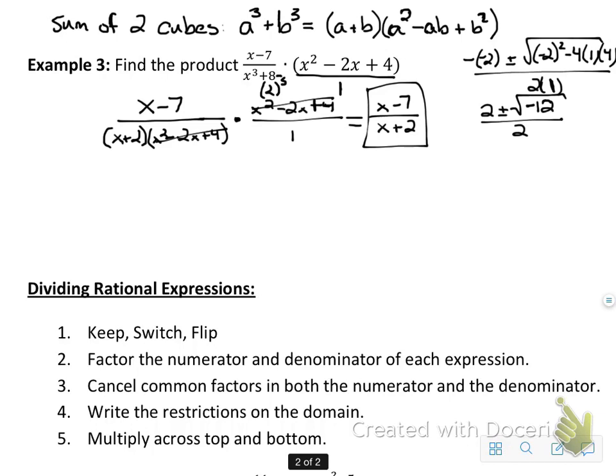The x plus 2 is still going to be a restriction on the domain because if you set it equal to 0 and solve for x, you get negative 2. Like when you graph it, you keep going. Now, we're going to divide.